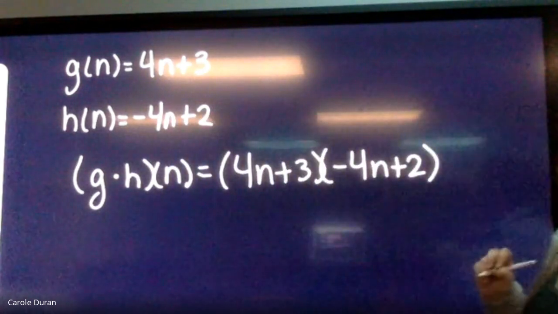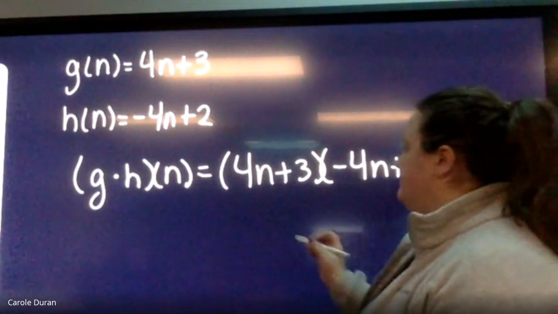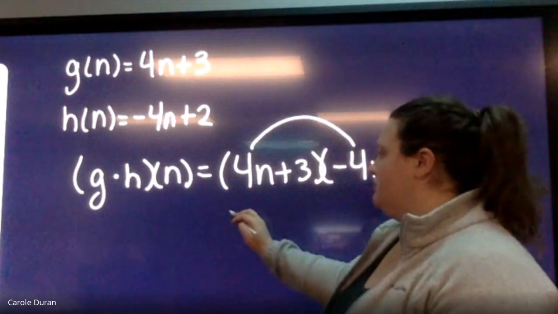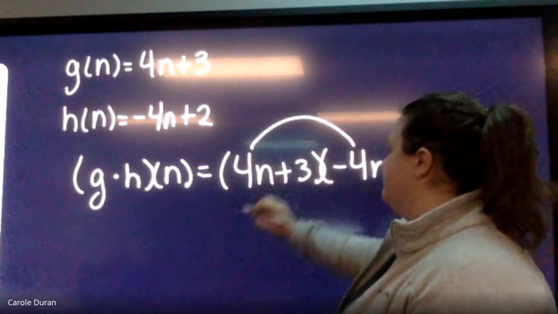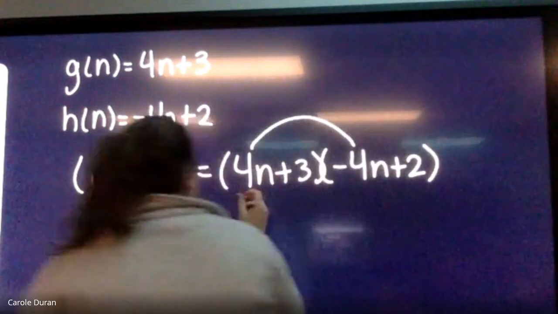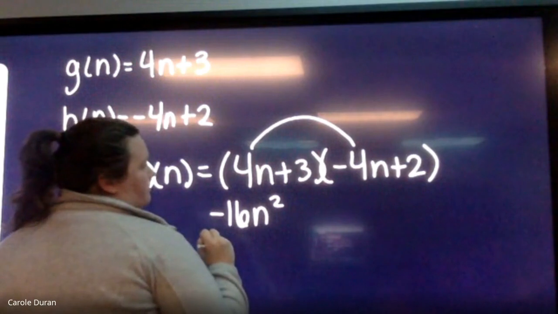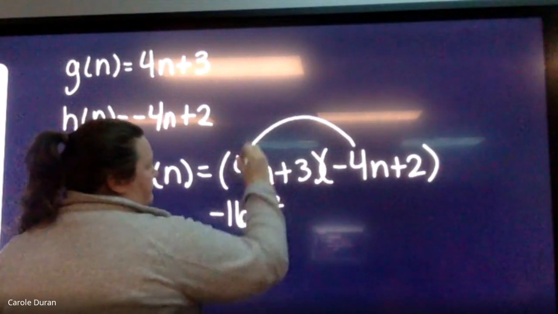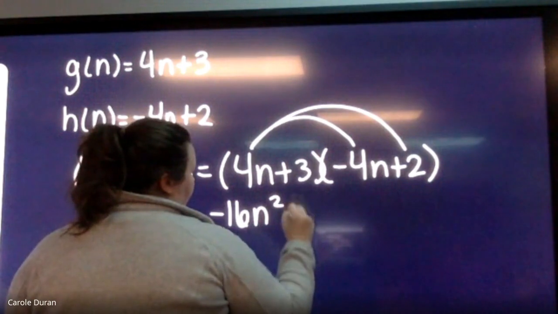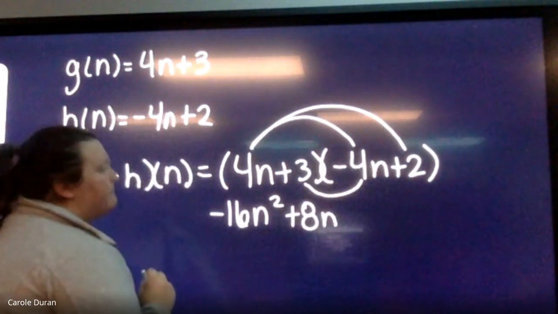Okay, then what? Okay, so what happens when I FOIL? What do I get when I FOIL? Just read me off what you had. Negative 16n squared. Then what? 4n and positive 8n. You get 12n.